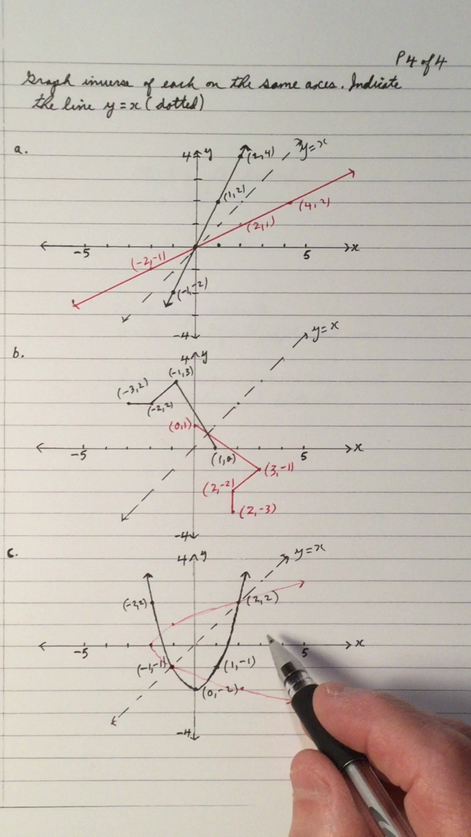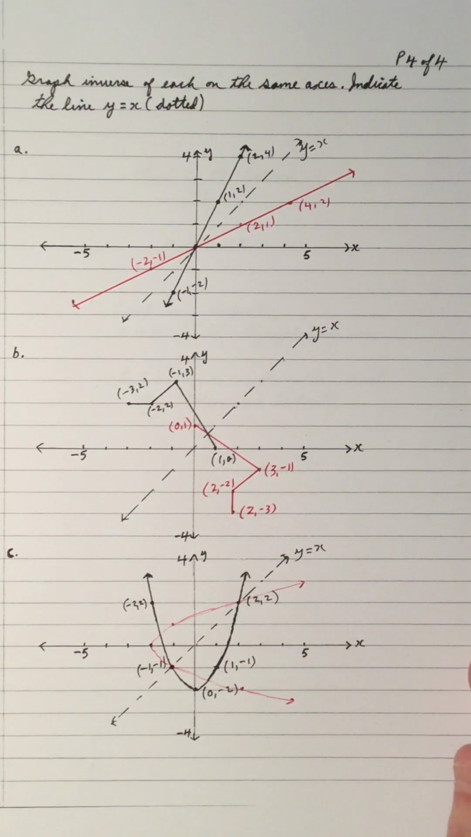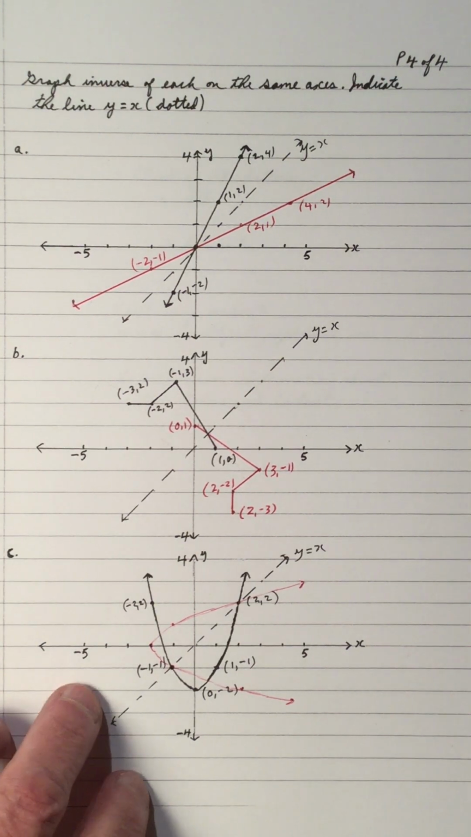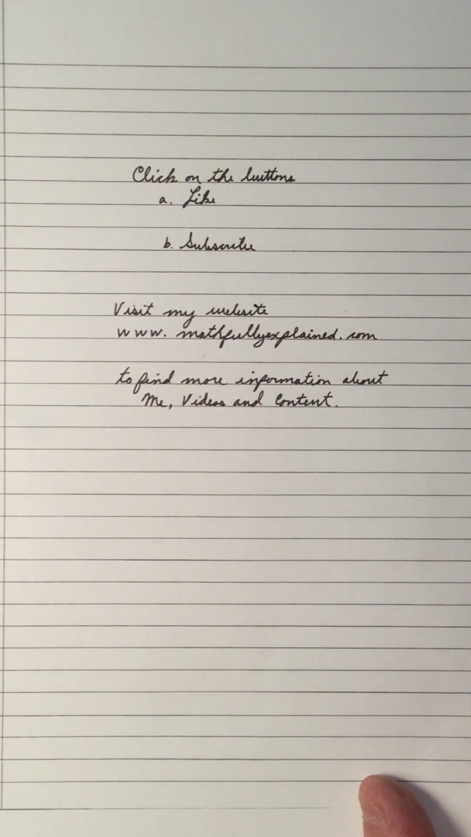So notice again, you'll see the parabola and the line quite often. So these are inverses of each other. And again, you change the y to an x and x to a y. It's a reflection in the line y equals x. That brings us to the end of this video. Just a simple introduction to the idea of an inverse.